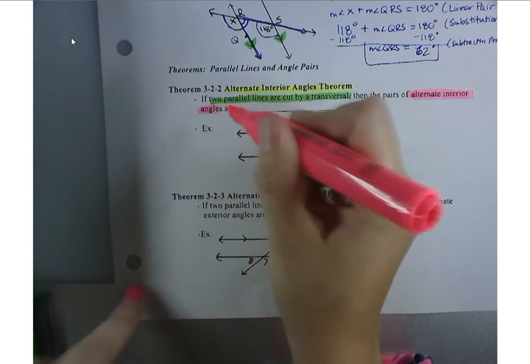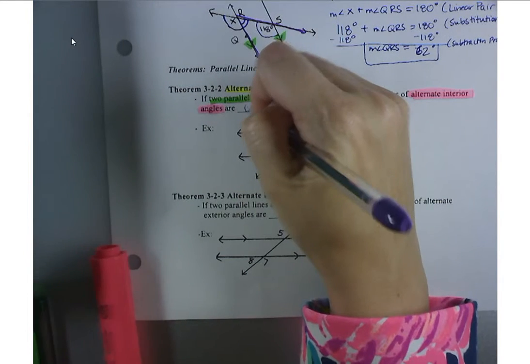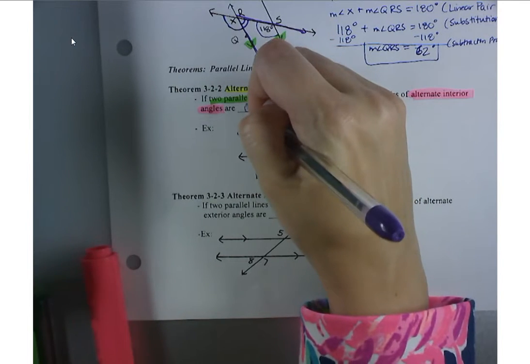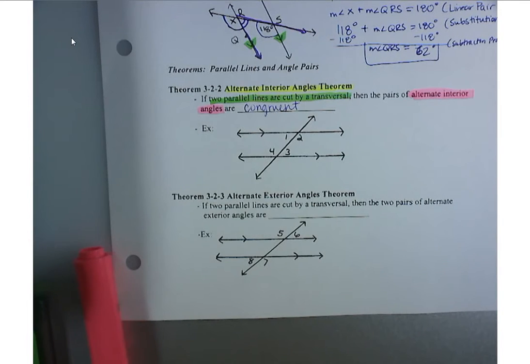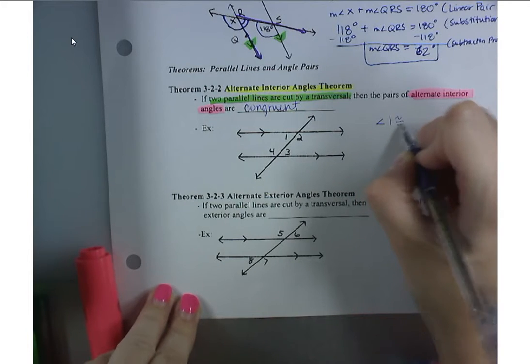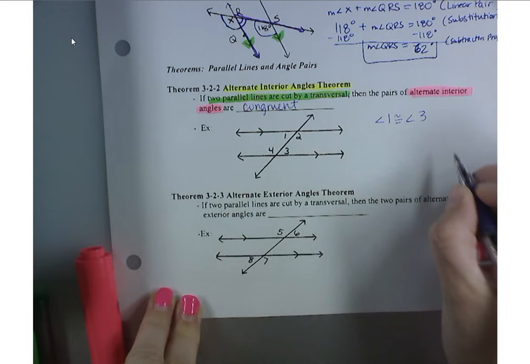What do you think those are? They are congruent. So remember, they're either congruent or supplementary. So those are going to be congruent. Okay, so angle 1 is going to be congruent to what angle? Angle 3. Those are alternate interior.